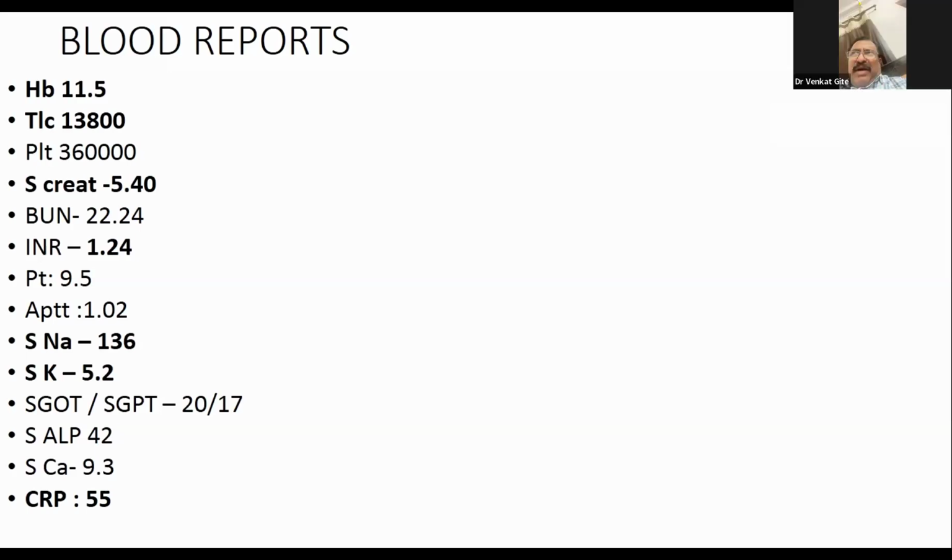Slough of papilla is possible, but it is very rare, no? Bilateral renal papilla coming and blocking from both sides, causing pain on both sides. So bilateral obstructive uropathy is stone disease. Go ahead.